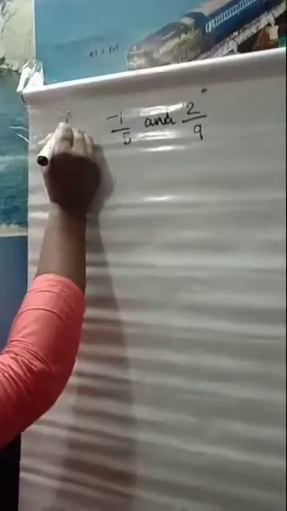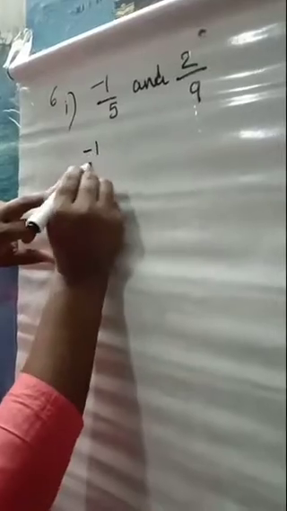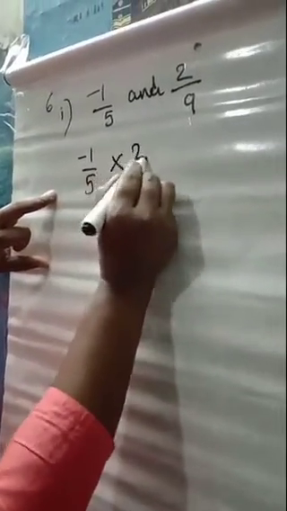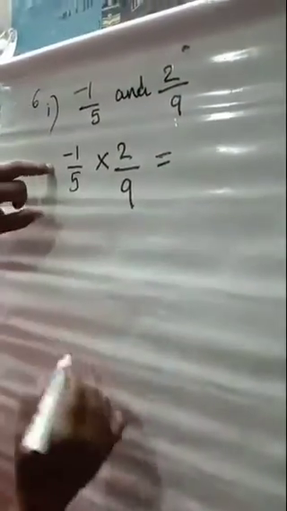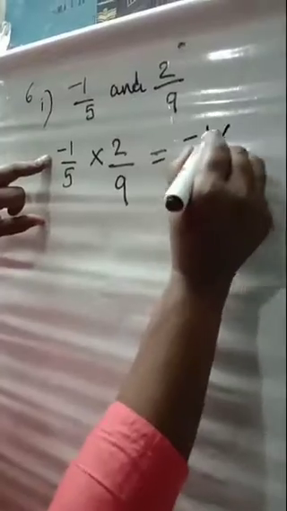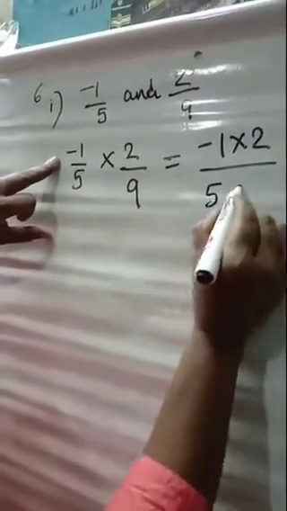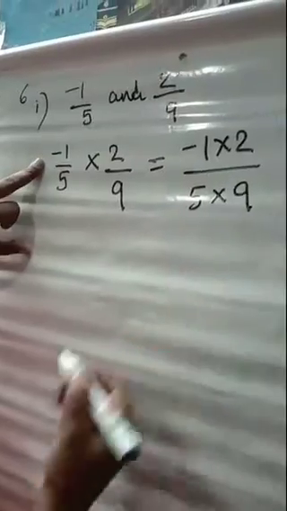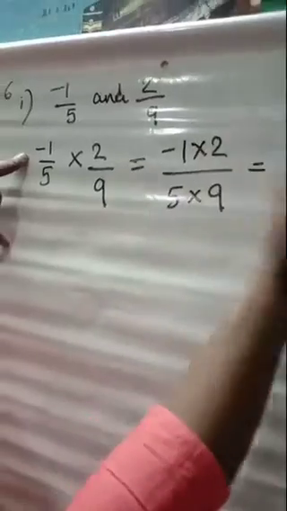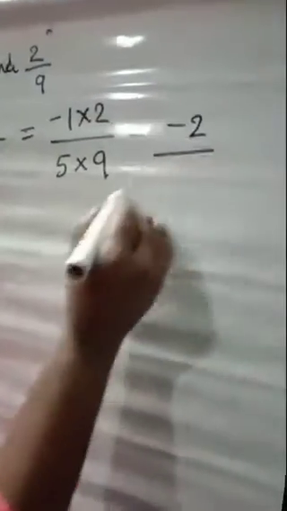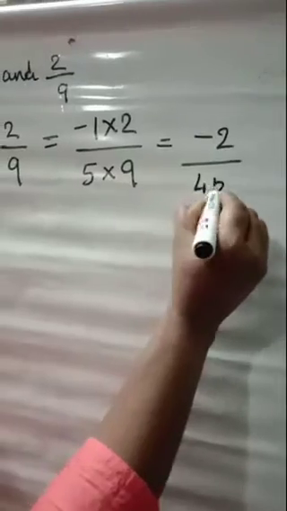So first question is minus 1 by 5 and 2 by 9. That is minus 1 by 5 into 2 by 9 is equal to, how to multiply? Numerator into numerator by denominator into denominator. Here no cancellation because no common factor between numerator and denominator. Minus 1 into 2 is minus 2, by 5 nines are 45. So minus 2 by 45 is the answer.